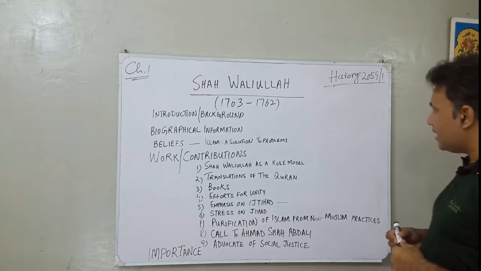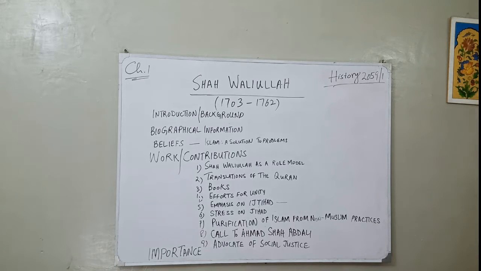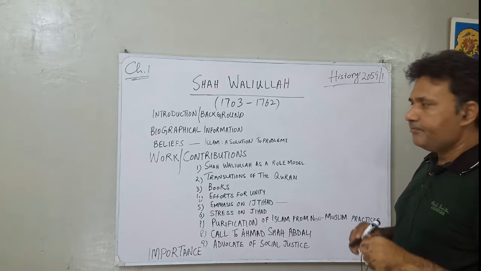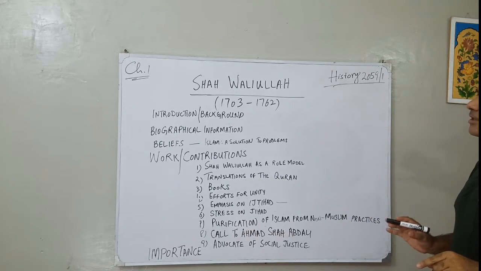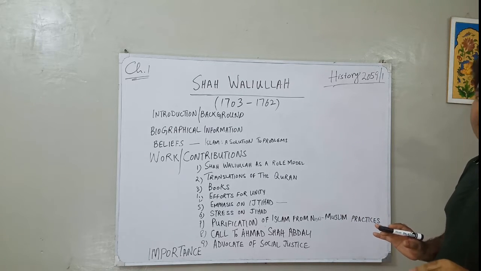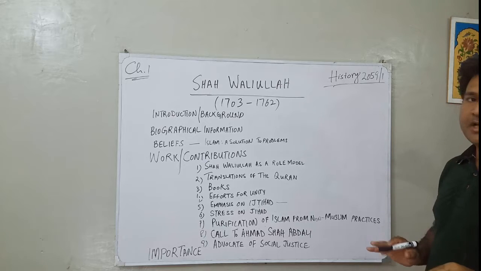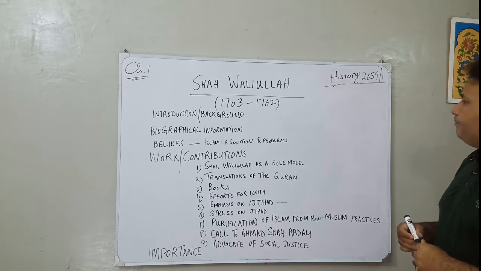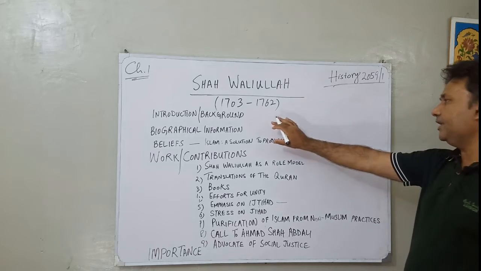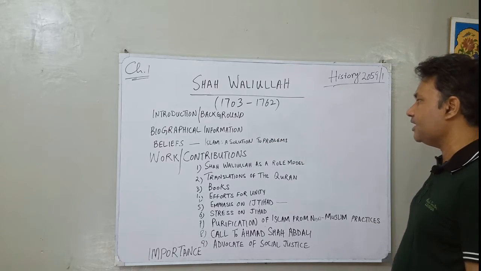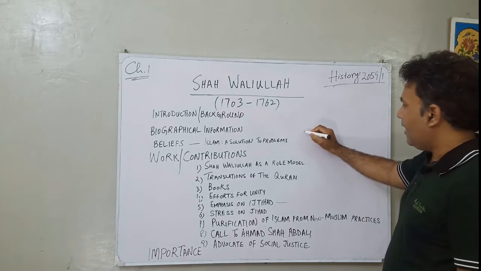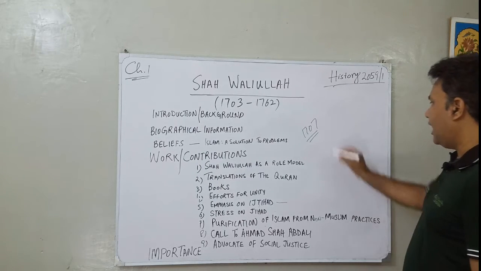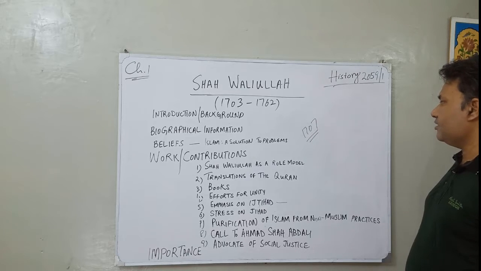So we can now come to the circumstances. For example, you have 7 marks question. The question starts that why did Shah Waliullah revive Islam in India? So we are going to discuss the answer to this question also. Now, he was born in the early 18th century. This is the time when the Mughal Emperor Aurangzeb Alamgir died. He died in 1707.